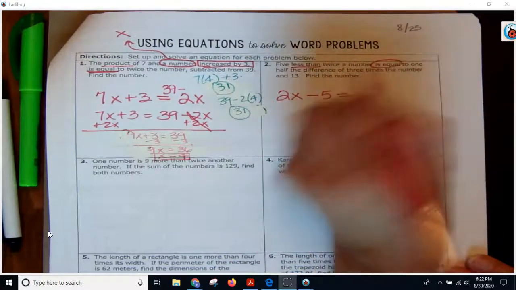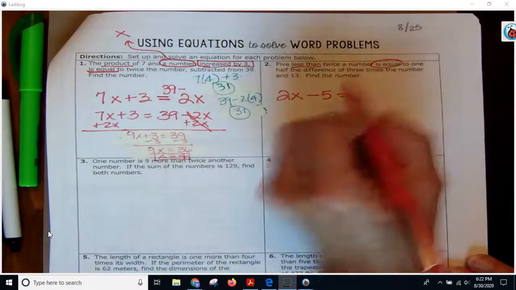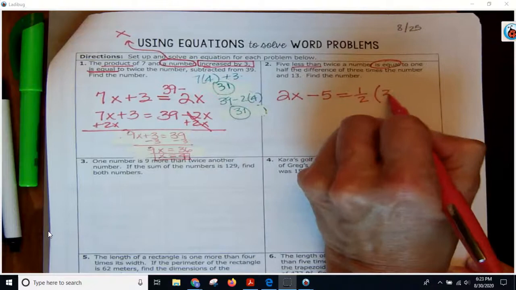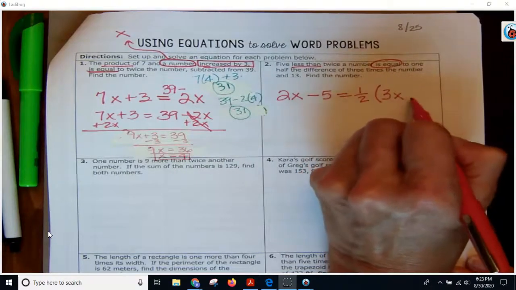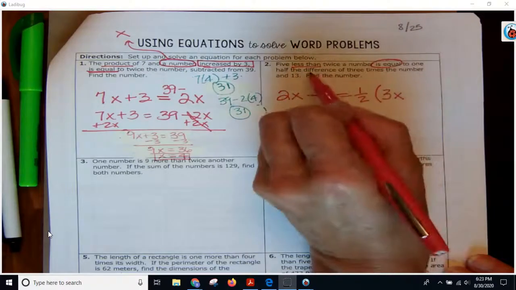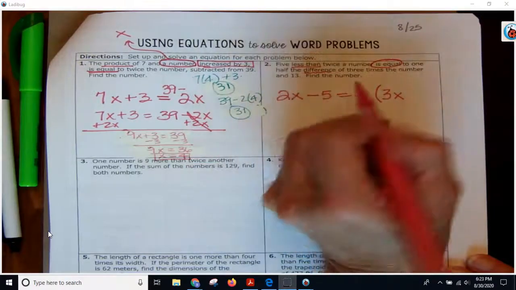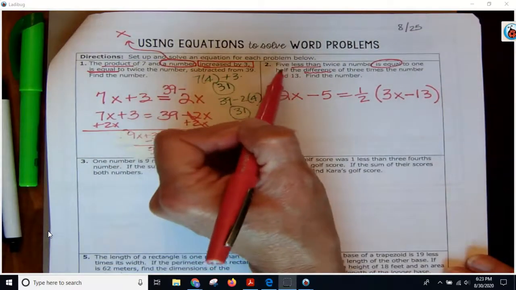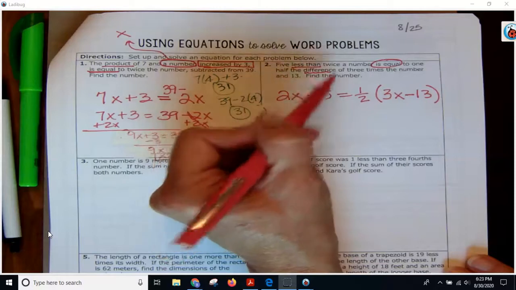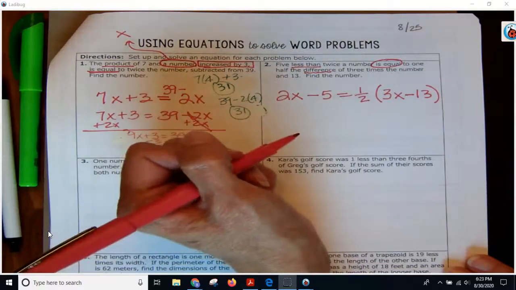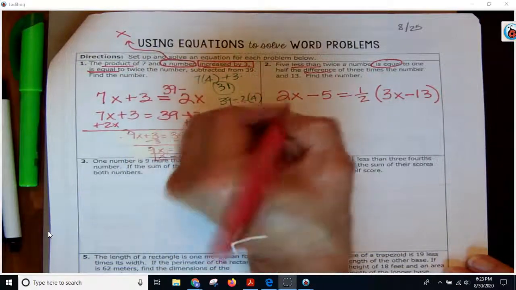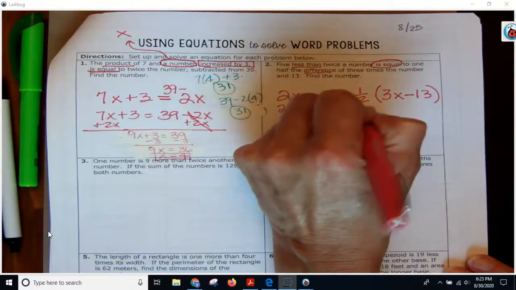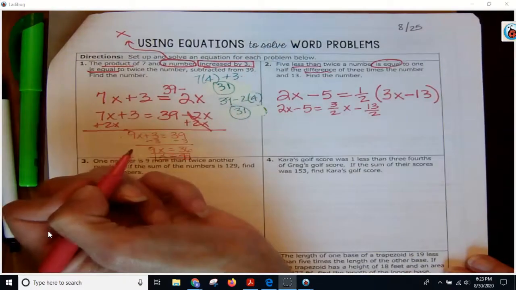is equal to 1/2 the difference of 3 times the number and 13. And we're talking about the difference. What is the difference? That's subtraction. So do you guys see I'm literally just writing what the words are telling me down in number form. So when I multiply this out, I get 2x minus 5 equals 3/2 x minus 13 over 2.